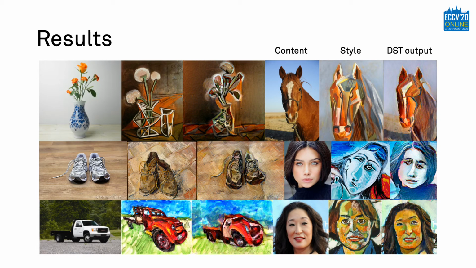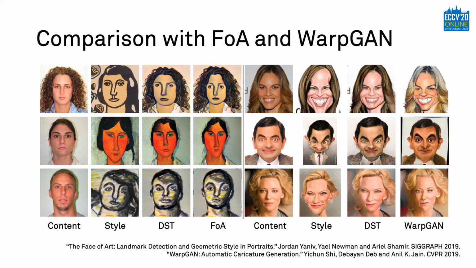Here we show more examples. Each set of 3 contains a content input, a style input, and our method's output. We observe that DST captures the geometric style of the target style image in addition to color and texture. Even in the constrained face domain, where existing methods use tailored mechanisms, our results are competitive and sometimes more aesthetically pleasing than results from these methods.